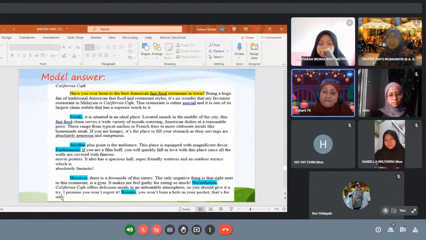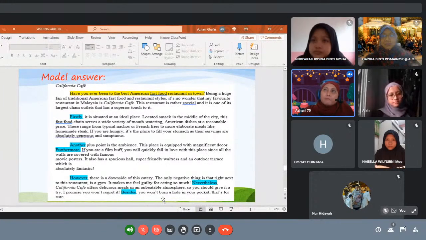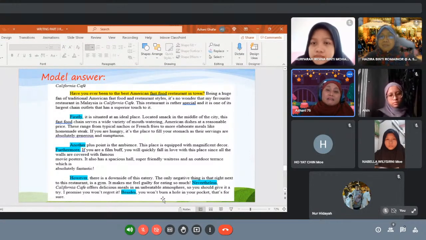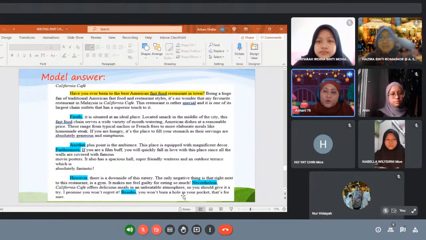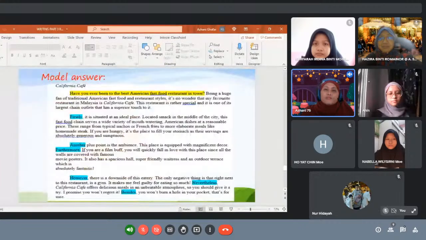Is it a positive or negative recommendation? Okay, I promise you won't regret it. So here you can see something which is more motivating or encouraging the readers to go there. It gives you the assurance. Okay, bagi orang tu percaya lah. Besides, you won't burn a hole in your pocket, that's for sure. Won't burn a hole in your pocket. Apa tu? I'm sure some of you know.